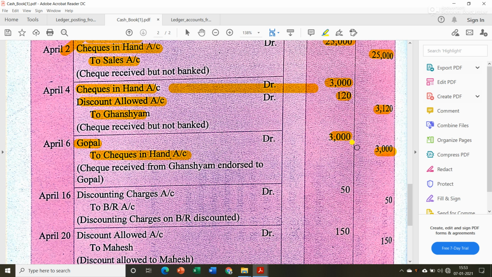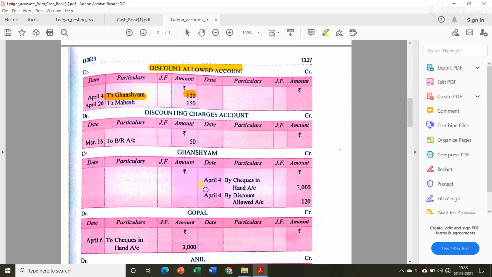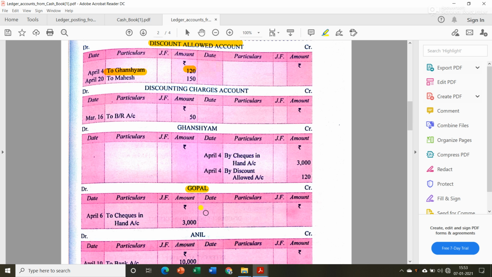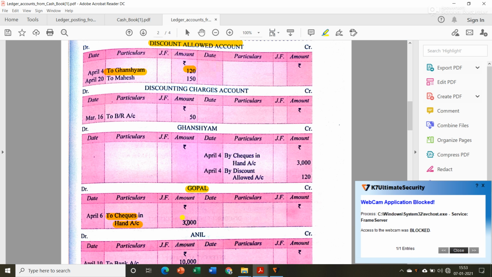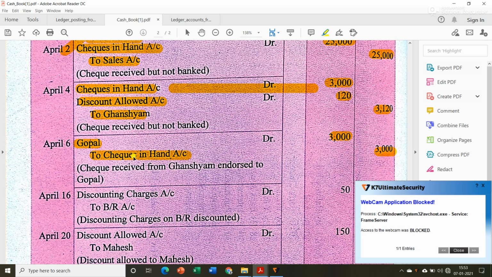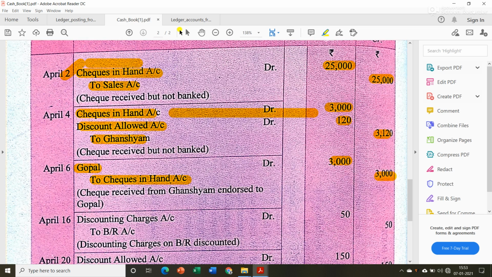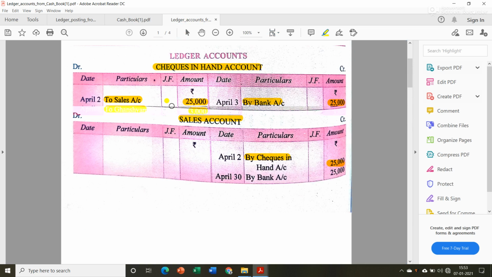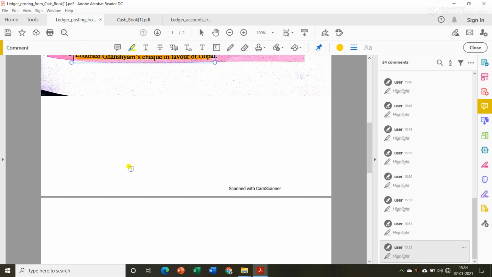Now for the ledger entry, we don't have a Gopal account in our ledger, so we will prepare a Gopal account in here. In the Gopal account we will write to checks in hand rupees 3000. And next is the checks in hand account. Since we have already made the checks in hand account, in it we will write by Gopal rupees 3000 on the credit side. Okay, then let us see the next transaction.